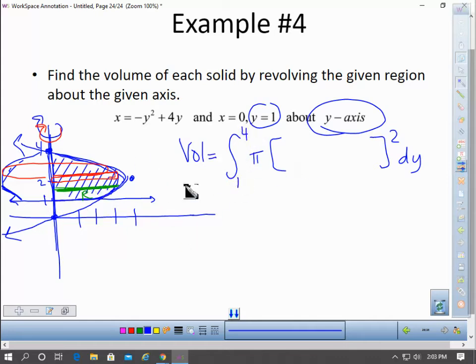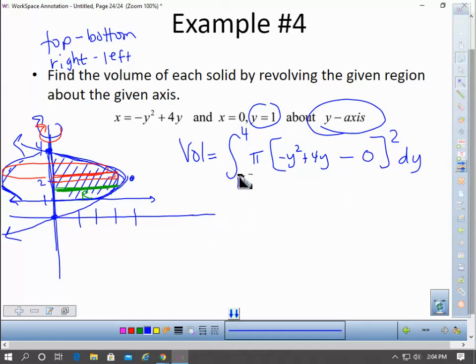Now I need my radius. My radius that's spinning around the y-axis is the distance or the length of this shaded region. Now, since I'm sideways, instead of doing top minus bottom, we're going to do like we did with area. We're going to do right minus left. So we're going to do the right curve minus the left curve. So the right curve is the parabola minus the left curve, which is your y-axis, which is the equation x equals 0. So that would be 0. Okay, so anytime you're using the x or the y-axis, you're using 0.